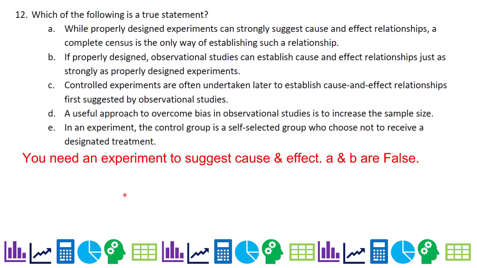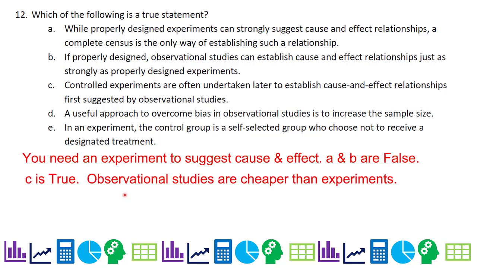Now, maybe if you have some super fancy observational study, you can do what's called a quasi-experiment, but you have to be really good at stats to get away with it. Number C is true. Controlled experiments are often undertaken later to establish cause and effect relationships first suggested by observational studies. Remember, it's much easier and cheaper to run an observational study than an experiment. So those are frequently done first.